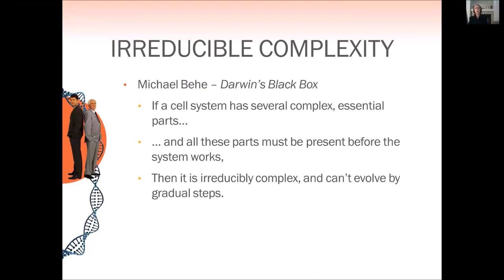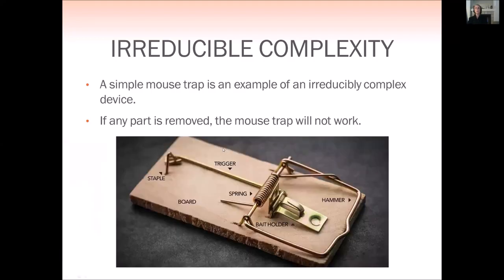Michael Behe wrote a book called Darwin's Black Box and pointed out that if you have a cell system, or you could apply this to other systems in the body, but if there are several complex essential parts and all parts must be present or the system won't work, then this is irreducibly complex. And that means you can't evolve by gradual steps. It means that every single part must be in place in order for this system to work.